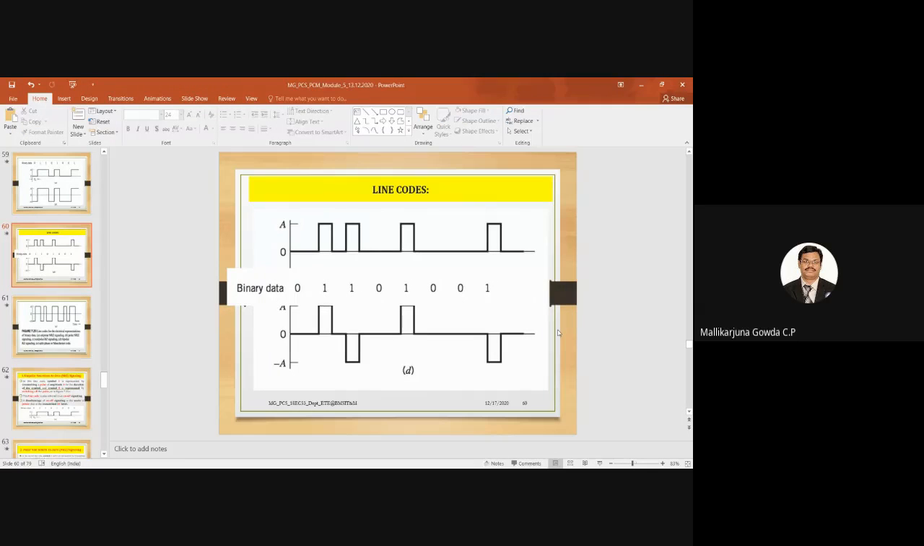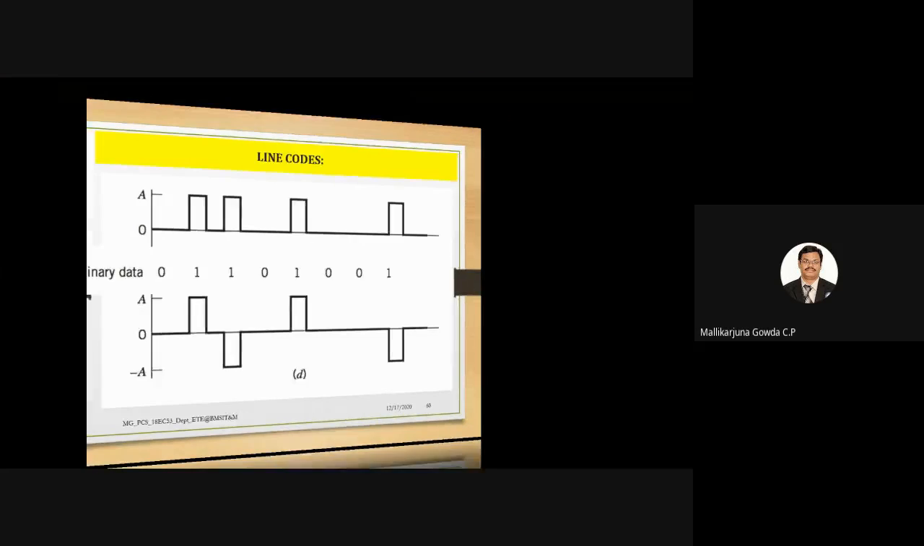Yes, what I was telling in case of bipolar, I said alternate ones will be represented by positive and negative pulses. Here, 0 is represented by no pulse. The first one will be represented by a positive pulse, right? The next one will be represented by a negative pulse. So that keeps repeating. Hope you are getting my point.